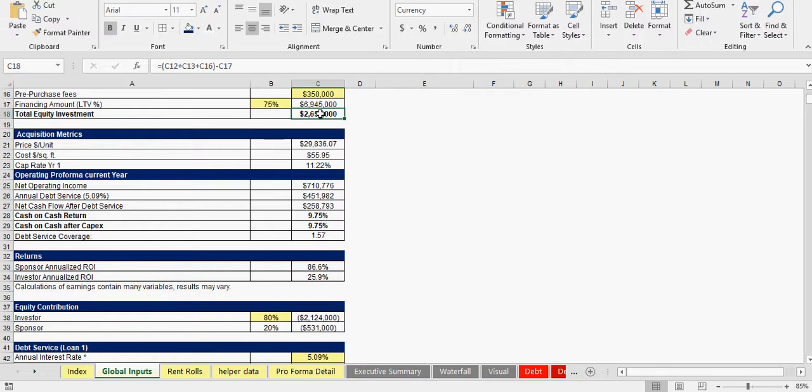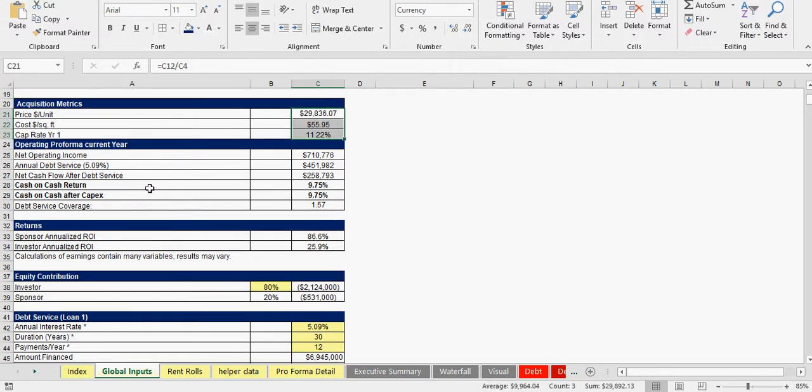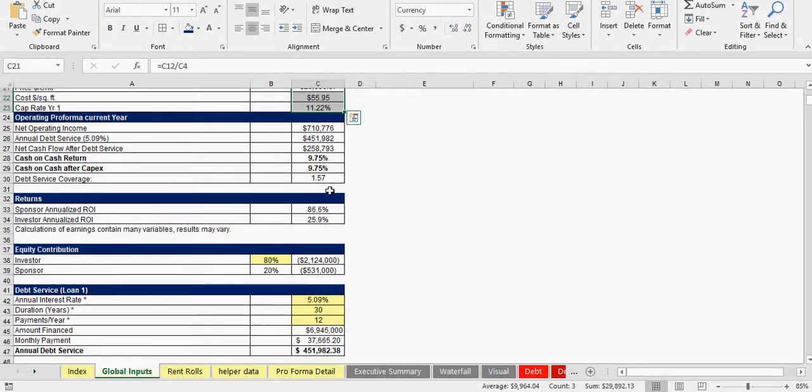So you got that. Some general acquisition metrics here, not super important, but nice to see on a summary. I think this is current operating income, debt service, cash flow after debt service. So just kind of what's going on right now before the actual acquisition happens.